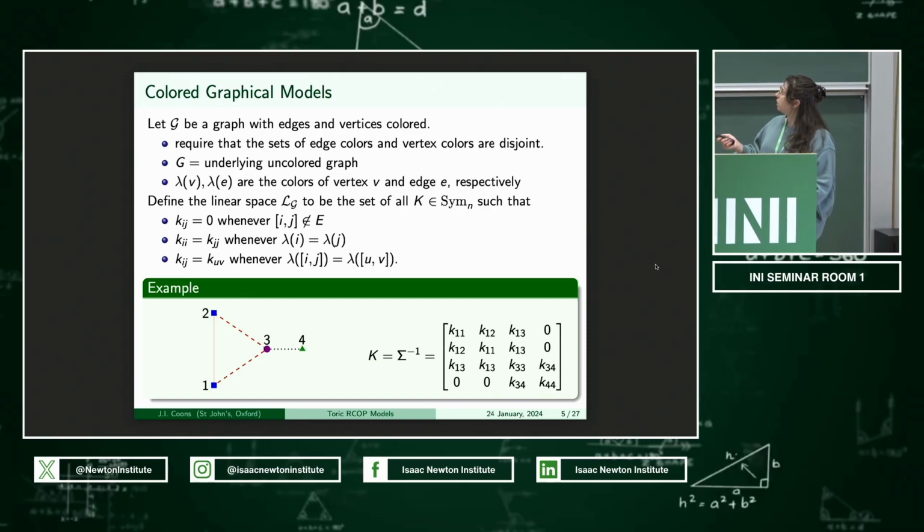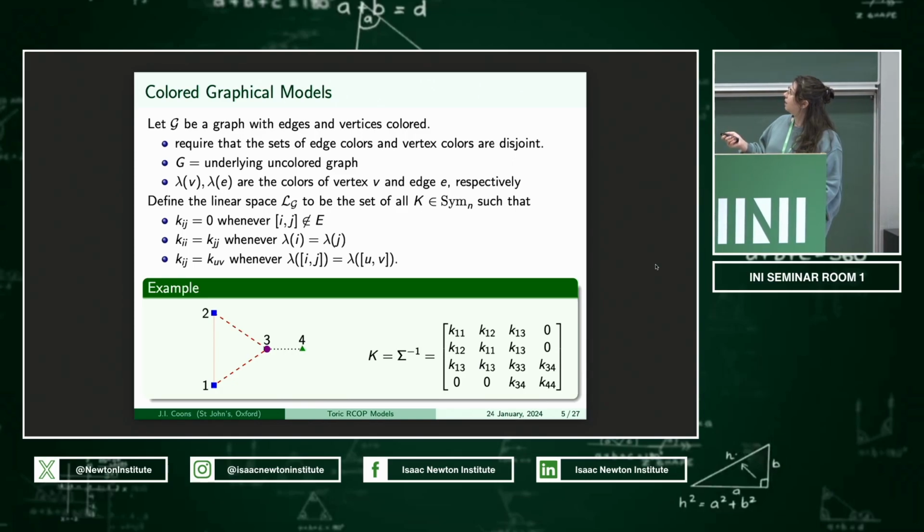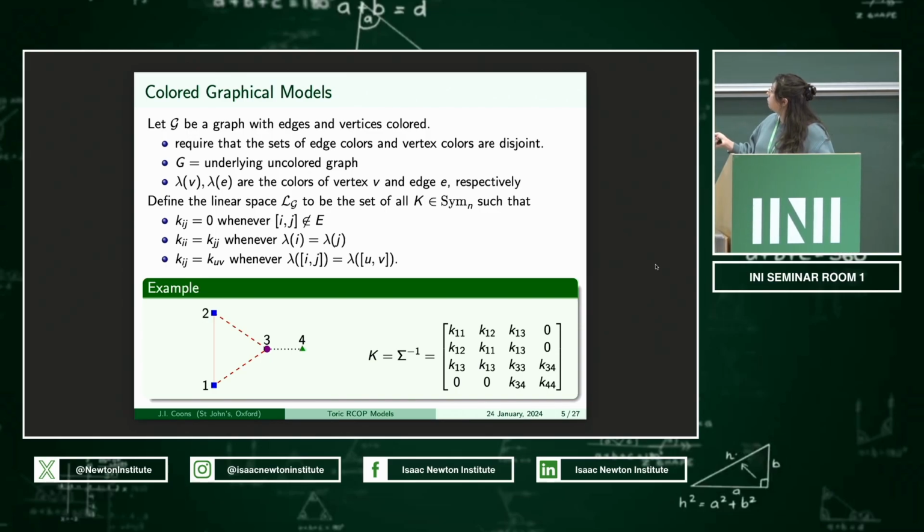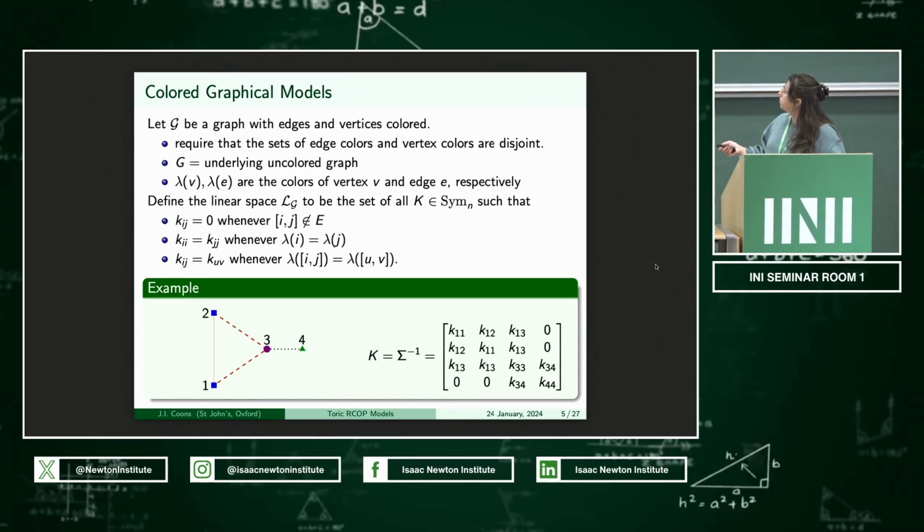This also gives me a linear space of symmetric matrices in a similar way. I have the same zero restrictions that K_ij is equal to 0 whenever ij is a non-edge, but now I'm also adding equalities. For two vertices with the same color, I need their entries in the concentration matrix to be equal. The same for two edges of the same color. Here, for example, vertex 1 and vertex 2 have the same color, so K22 also has to be equal to K11. Similarly, edges 1,3 and 2,3 have the same color, so those two are equal. And I still have the zeros at 1,4 and 2,4.